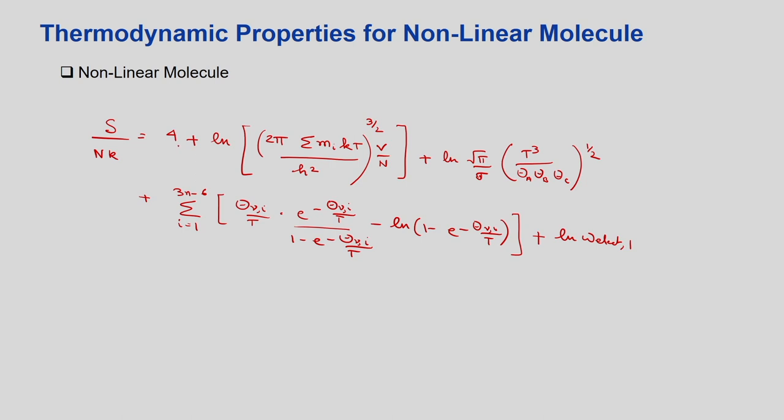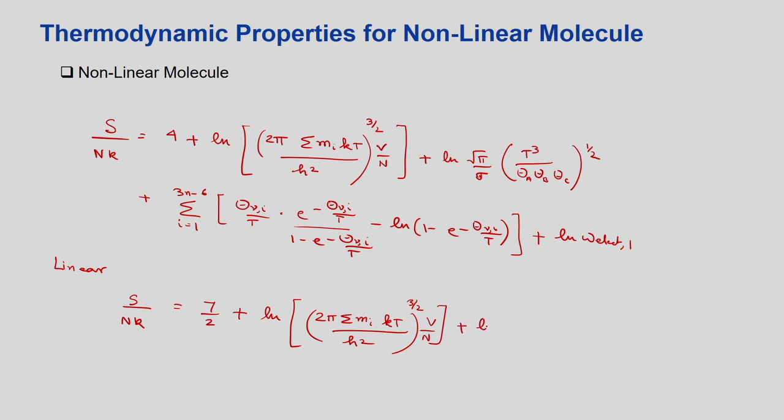You have 4 plus some expression. The same thing holds for a linear molecule, not much change. For a linear molecule, you will see S by NK is less than 4 instead of 4. Then you will have the same expression. Why am I writing it again and again? So that it puts across how the partition function is written for the overall expression. These expressions, one of the quantum chemical packages does it for you. It is much simpler, but you should know what expressions are happening at the back end.